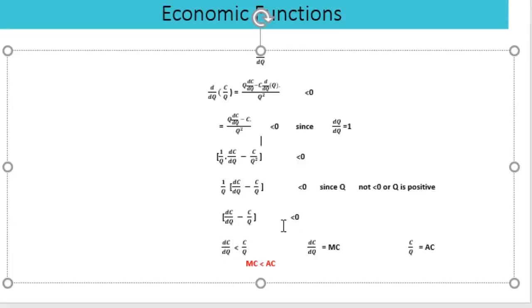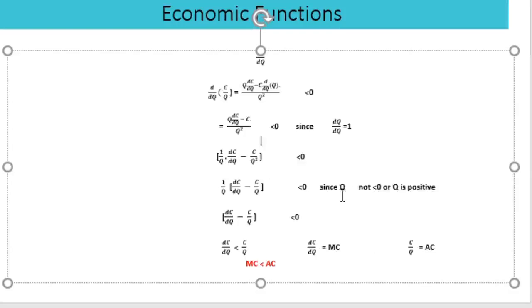Minus 4 is a positive quantity. That is, this component will be a smaller quantity than this one. Then only we will get a less than 0 component. Or here it is given that dC by dQ will be less than C by Q. What is this dC by dQ? dC by dQ is marginal cost. C by Q is average cost. Therefore, it is assumed that marginal cost is less than average cost. That is, when AC falls, marginal cost is less than average cost.